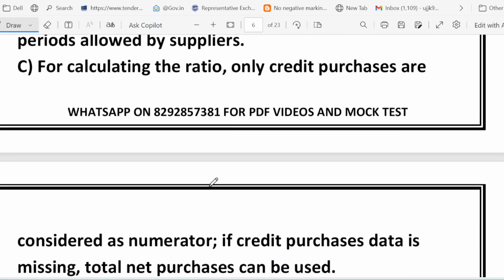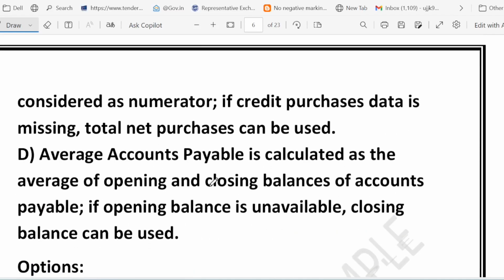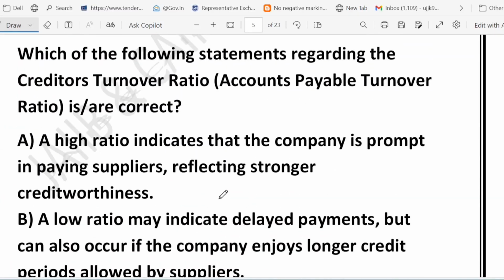Option C, for calculating the ratio, only credit purchases are considered as numerator. If credit purchase is missing, total net purchase can be used. Option D, average accounts payable is calculated as the average of opening and closing balance of the accounts payable. If opening balance is unavailable, then closing balance can be used. Very good question. Question is, which of the following is or are correct?